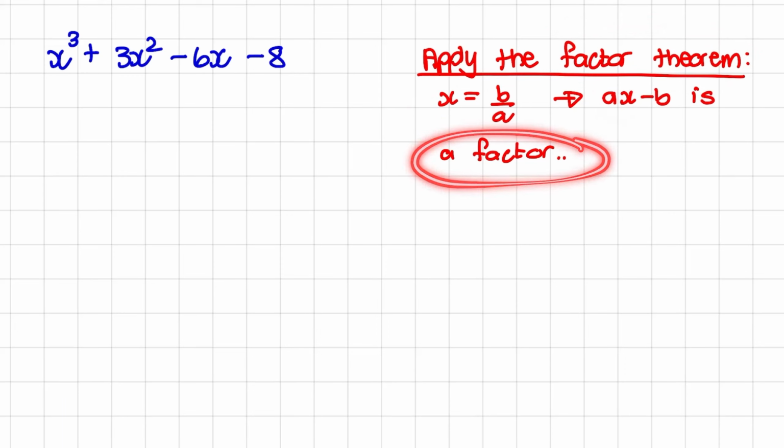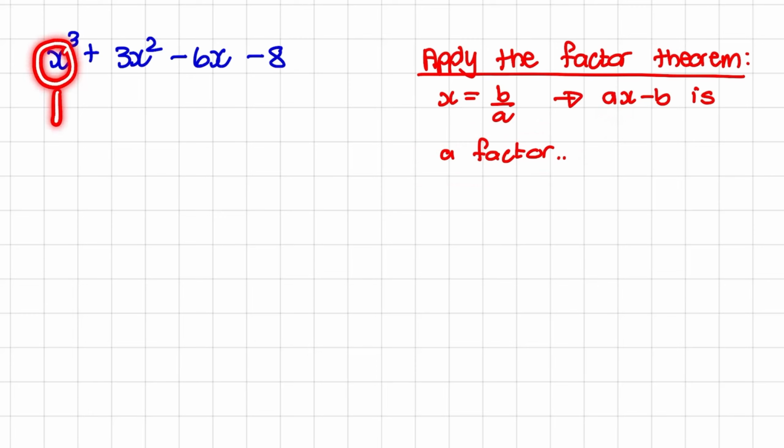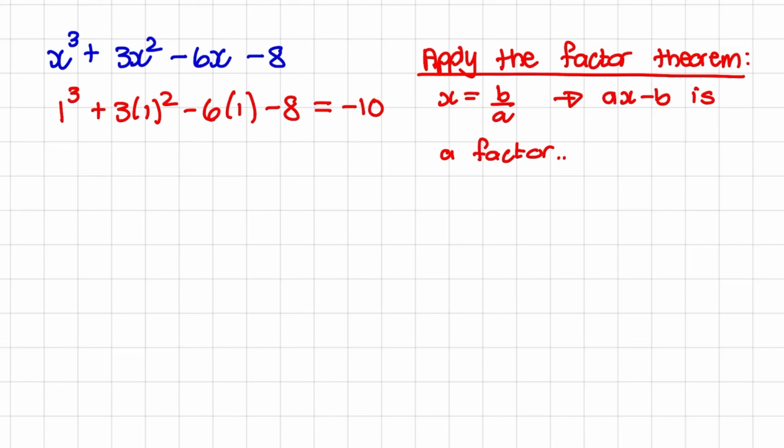as a factor. Simply what it means is we want to find a value for x that will make this whole expression equal to 0. And that will take some trial and error. So let's say, for example, I replace x with a 1. Then I'll have 1 to the power of 3 plus 3 times 1 squared minus 6 times 1 minus 8. That leads to negative 10, which is not equal to 0. So therefore, x minus 1 is not a factor.